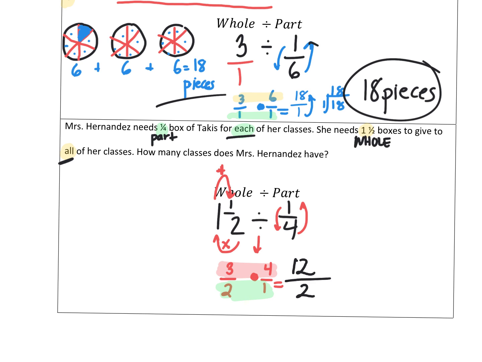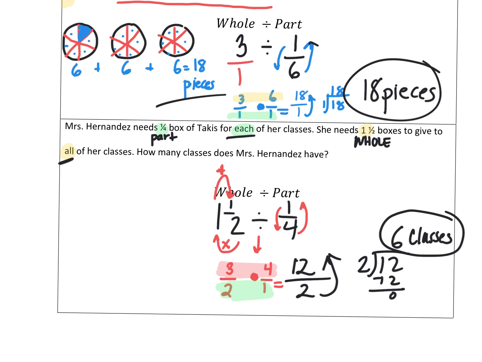So our last learning skill says, if we can, let's simplify. So you can either do the GCF, or I know this is improper, so I'm going to make it into a mixed number. Okay, 2 into 12. 2 goes into 12 6 times, so there's actually no remainder. So that means our answer is, how many classes does Mrs. Hernandez have? She has 6 classes. Which she really doesn't. But it's just a picture of a problem. So 6 classes. It's not always going to turn out this easy. You'll have a mixed number sometimes, or an improper fraction.